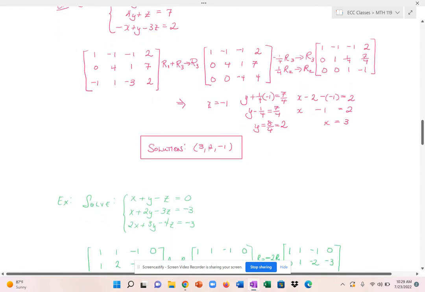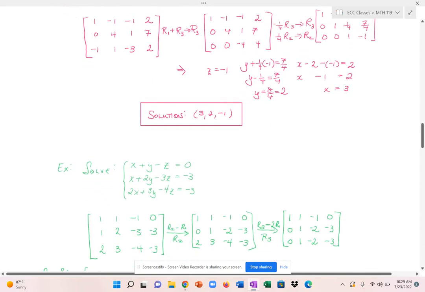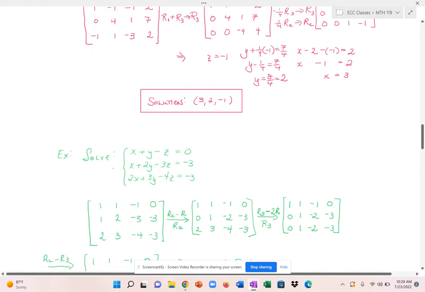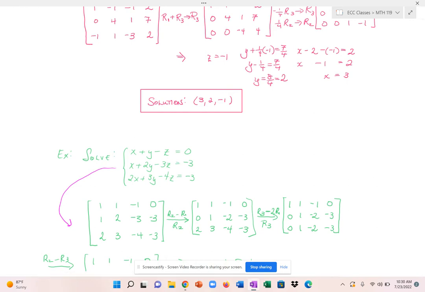Okay, here's another. I'm going to rewrite this system as an augmented matrix. So that's written as first row 1, 1, -1, 0. Second row is 1, 2, -3, -3. Third row is 2, 3, -4, -3.